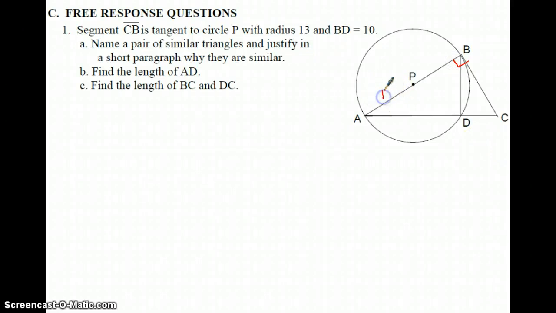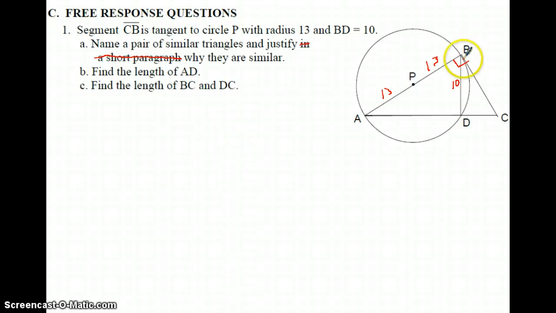Radius 13, and BD is 10. Name a pair of similar triangles and justify. In a short paragraph, I would just say, in my test, justify why they're similar. Paragraph seems too much like proofs, and we didn't even do a lot of paragraph proofs, so that's no big deal. First of all, I have to know, and you know what? I'm just going to say it to you now, because you know how long it takes me to write stuff out with this silly pen.